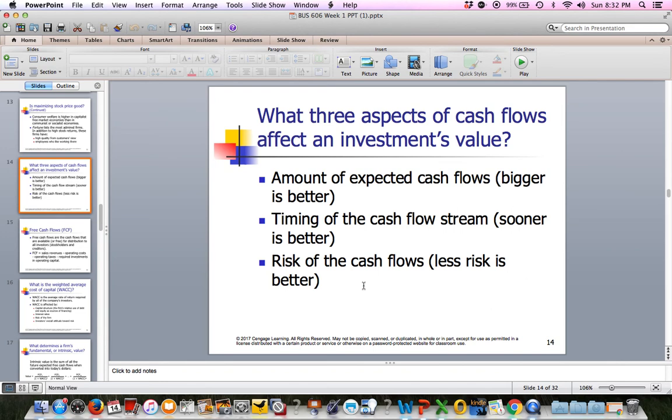Okay, so it says here then, what three aspects of cash flows affect an investment's value? So going back more to cash, because cash is king in finance. Most financial assets are valued at the present value of all future cash flows. So the big things are basically, how much cash do I expect to receive from an investment? Bigger is better. What's the timing of the cash flow? Sooner is better. And what's the risk of the cash flows? Less risk is better, right? Some investments we know have risk, some don't, or some have various degrees of risk.